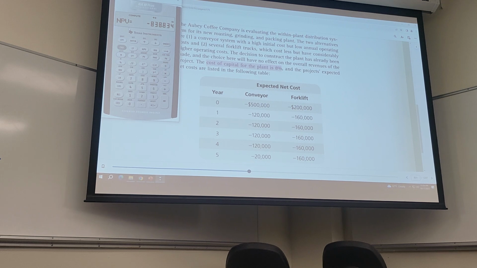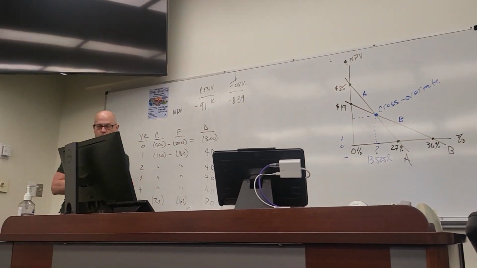But in year 1, minus 120 there, minus 160 here, a positive 40. It's 40,000 less expensive in year one to do the conveyor, right? It costs me more up front, but it's not as bad in year one. The same thing in year 2, and in year 3 and 4. And then the last year, it's 120,000 less expensive. Let's take this column and put these cash flows in. Okay, let's do those.